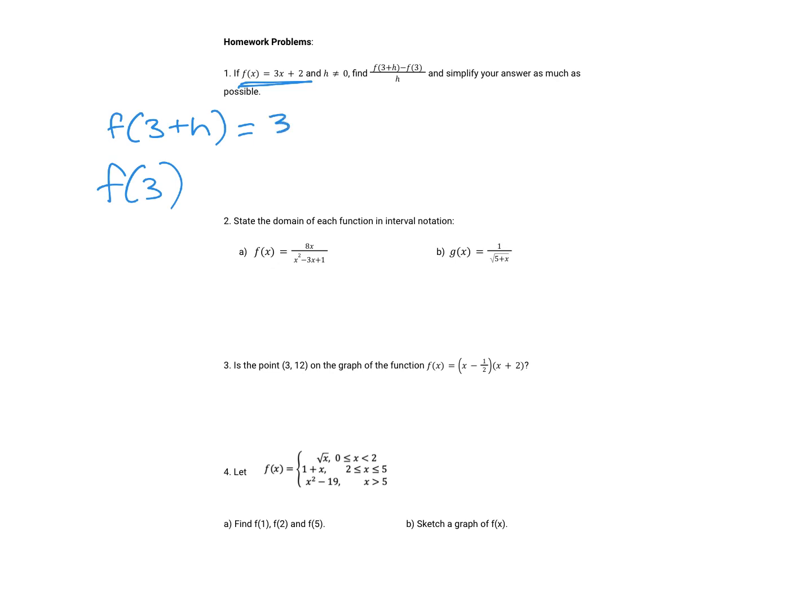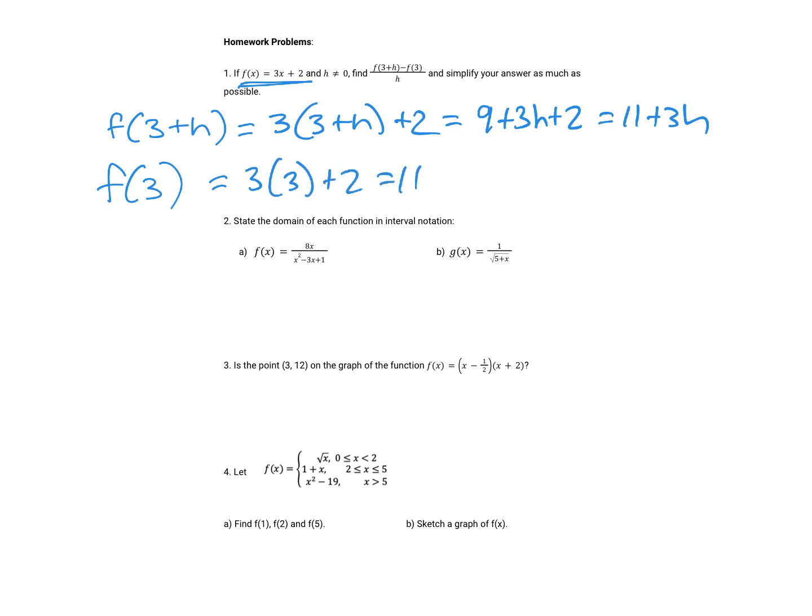So I'm going to say 3 times 3 plus h, plus 2. Okay, so that's my f of 3 plus h. And let's just simplify this a little bit. So I've got 9 plus 3h plus 2, or in other words, 11 plus 3h. That's the f of 3 plus h. F of 3 is a little easier. You're more used to that. When x is 3, the output, it looks like, is 11.